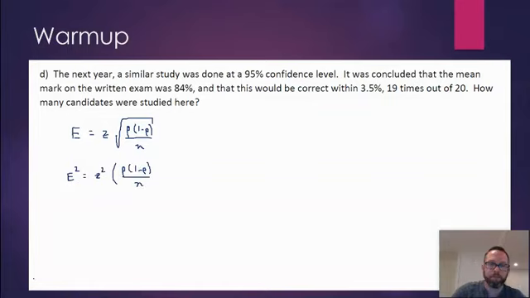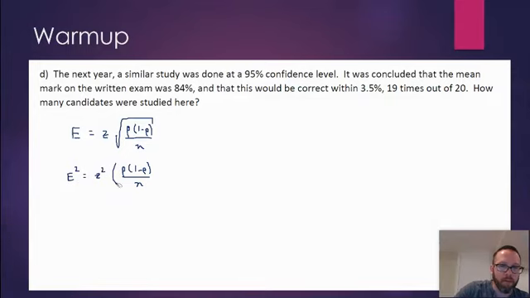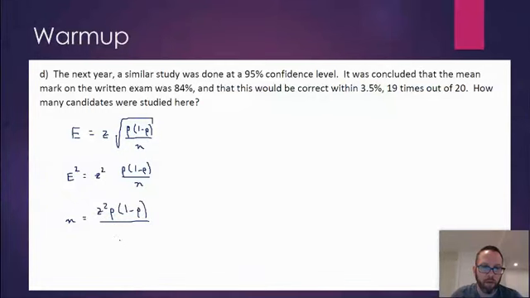I might erase that. So squaring both sides, you square E, you square Z, and squaring a square root basically undoes the square root. And then to get n by itself, we're simply multiplying up by n and then dividing by E squared. So n equals Z squared times P times 1 minus P, all over E squared.